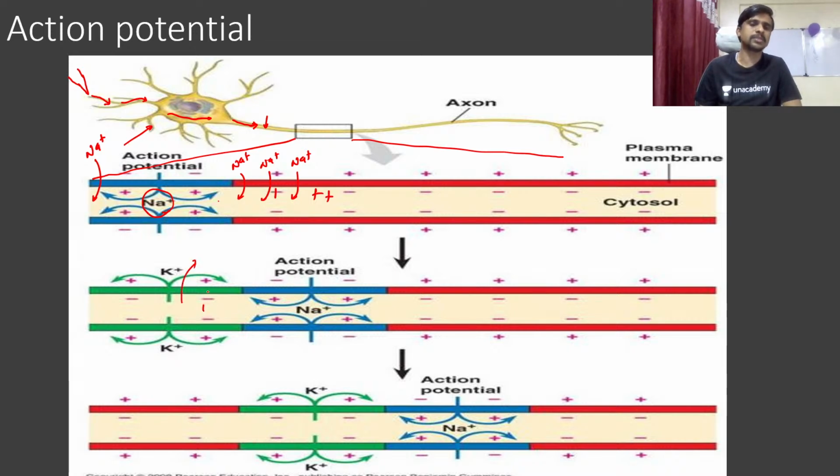So K plus is coming out. Okay, so this K plus is coming out, and because of the K plus which is coming out, the potential that is positive is now becoming negative. Okay, and that is why we say K plus is responsible for the repolarization. So this is your repolarization. This is your depolarization.